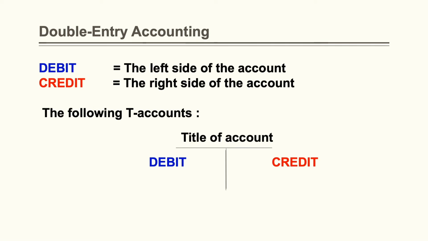So again, on double entry accounting, some students will ask, sir, what is the meaning of debit? When we are talking about debit, actually debit refers to the left side of the account, and credit refers to the right side of the account. You can see from this example.